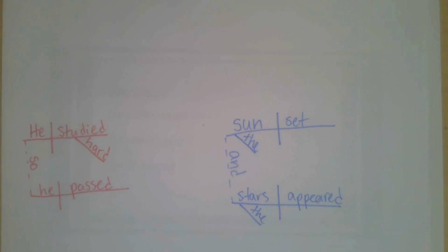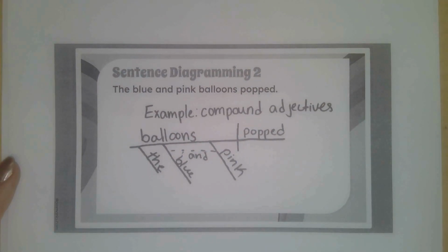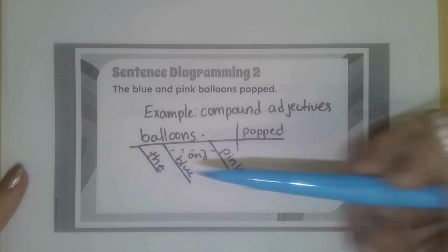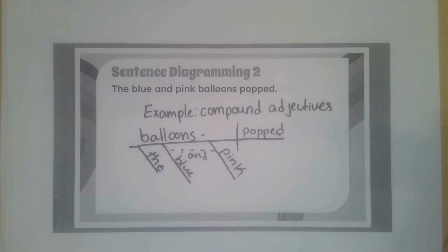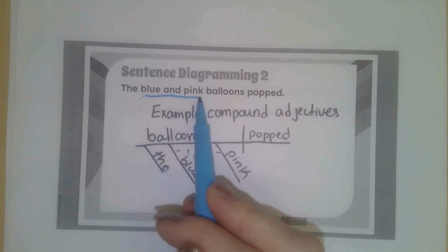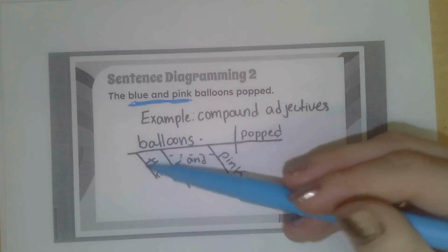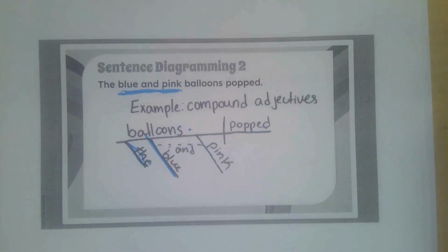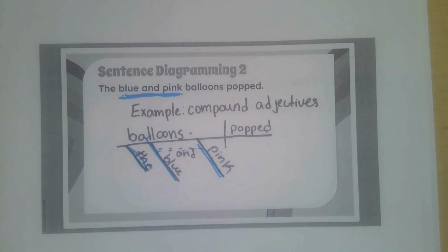So, for an example, the blue and pink balloons popped. We have balloons, our subject, the ones that are doing something. What are they doing? They popped, so that's our verb. The is describing balloons, but it's not a part of our conjunction phrase. Our conjunction phrase would be blue and pink, our compound phrase. So we just put the by itself. Then we do blue on its own little offshoot, pink, and then we connect them with a dotted line.